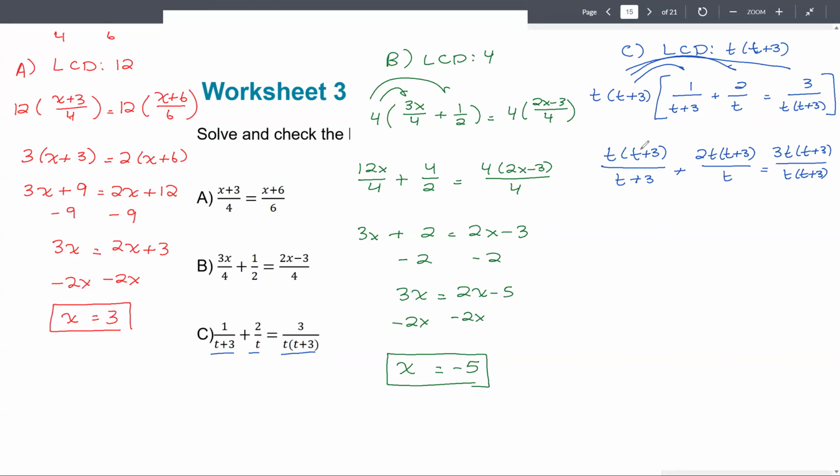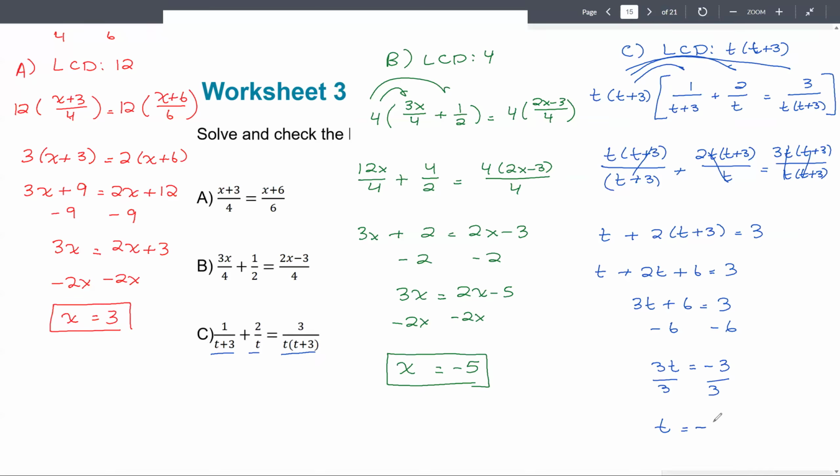So we start canceling things that are the same. So we get a t here, plus 2 times t plus 3 equals 3. So if I distribute that 2, we have t plus 2t plus 6 equals 3. If I simplify further, I have 3t plus 6 equals 3. So just subtract 6 from both sides. We get 3t equals negative 3. If we divide both sides by 3, we get t is equal to negative 1.